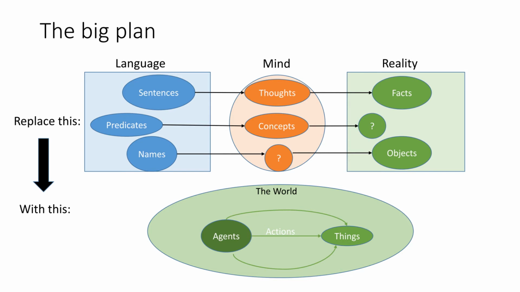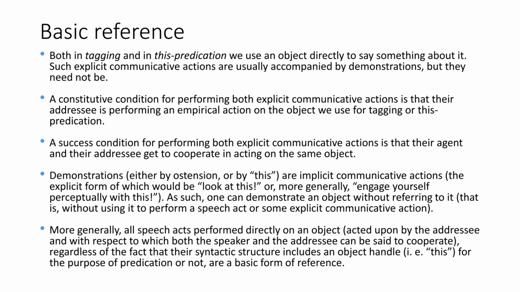So one concept which I think is important for this anti-representationalist philosophical semantics is this concept of basic reference, which is not a relation. So reference, according to this concept of basic reference, is not a relation between a name or a predicate, something in your mind, and something out there in the world.